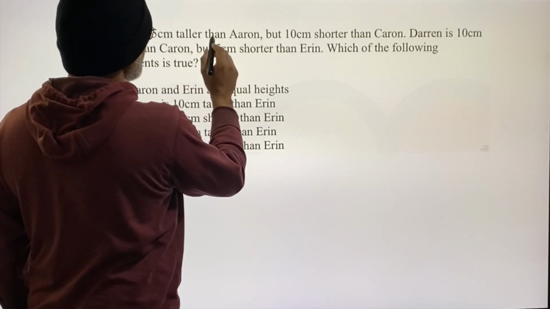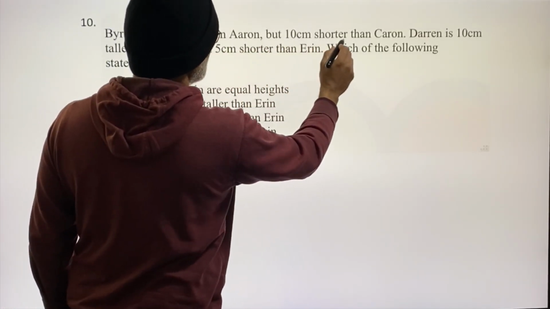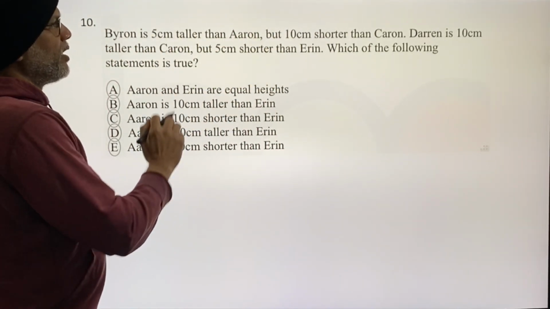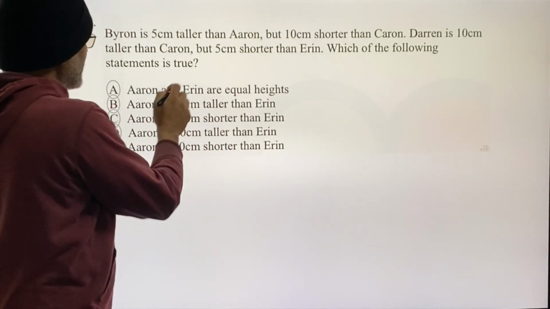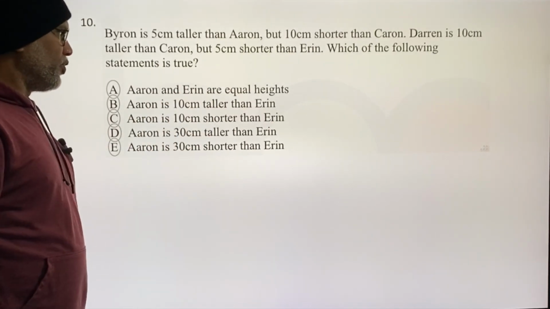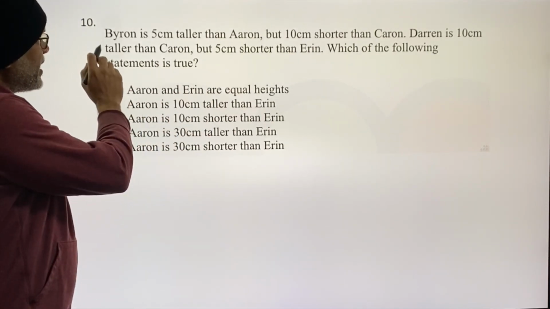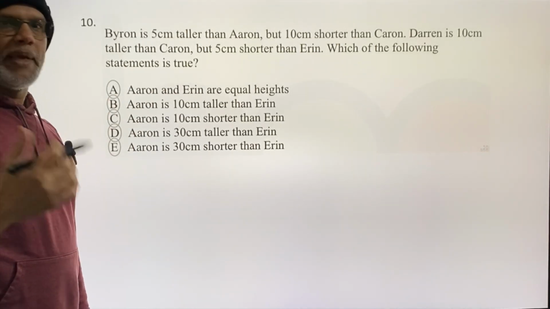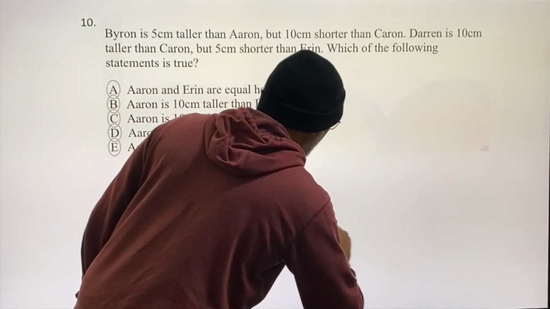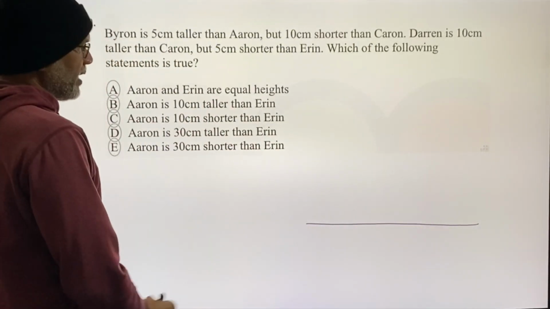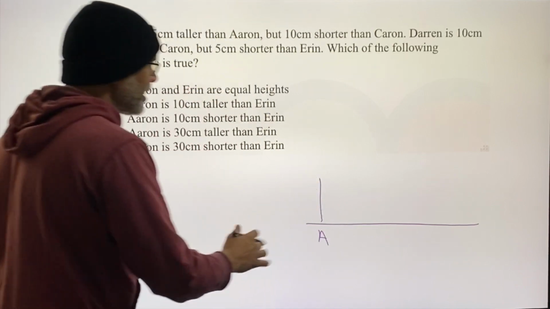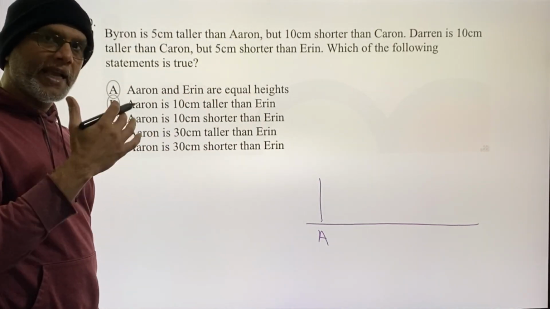Byron is 5 cm taller than Aaron, but 10 cm shorter than Caron. Alright, some height comparison is given. And the question is, which of the following statements is true? Okay. As you notice, their names conveniently start with the alphabets A, B, C, D, E. So I'll make use of that. So let me draw a reference line here. Let me draw the height of Aaron. Call it A.